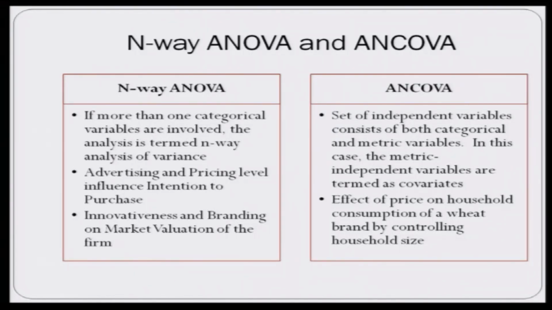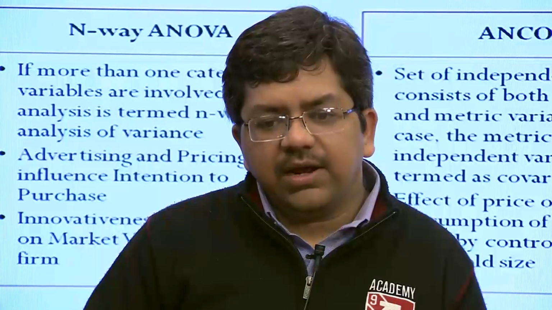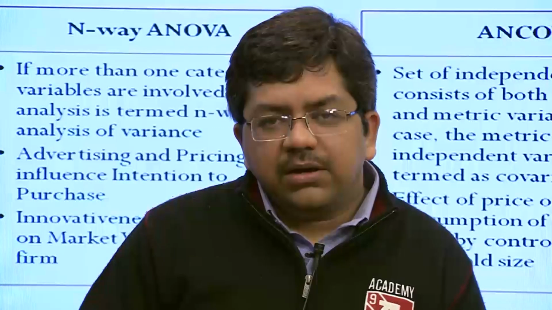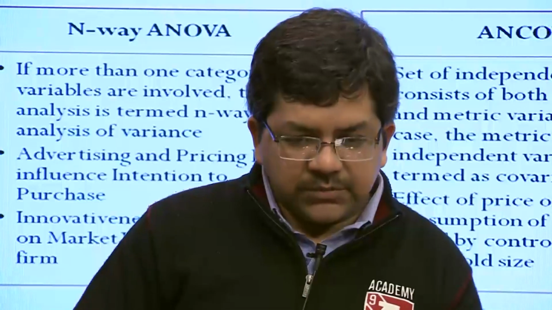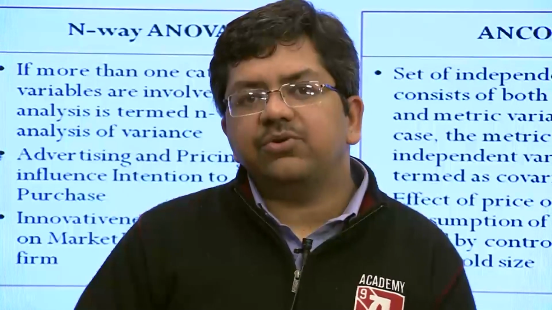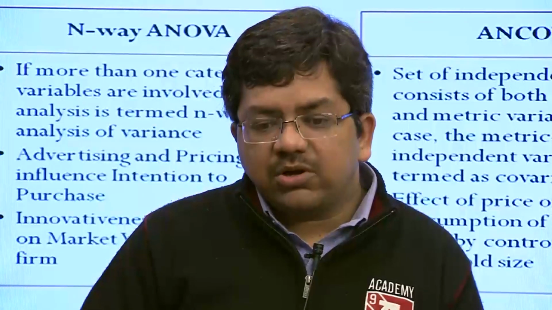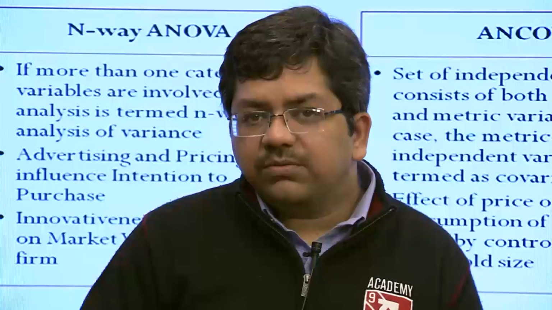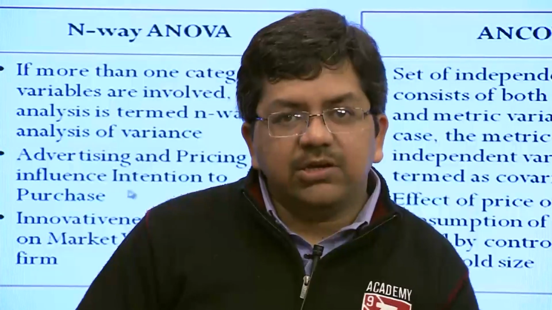N-way ANOVA is basically when you have more than one categorical independent variable. And when one of the independent variables in this analysis of variance is a metric variable, it is called ANCOVA. Sometimes it is important to control the effect of some variables, like household size in the example of the effect of price on household consumption of a cereal. That control is required, and that is why ANCOVA is very useful in those cases.